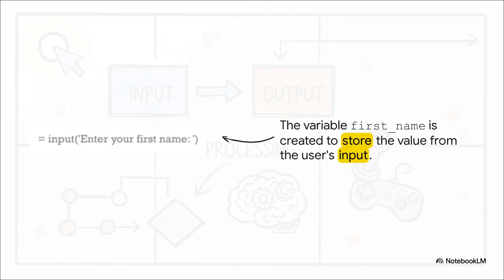Here is a perfect example. We're creating a variable, our labeled box, and we're calling it first_name. Now, that equals sign isn't about math here. It's called an assignment operator. All it means is, hey, take the value on the right and store it in the variable on the left. So in this case, we're taking whatever the user types and putting it in our first_name box.